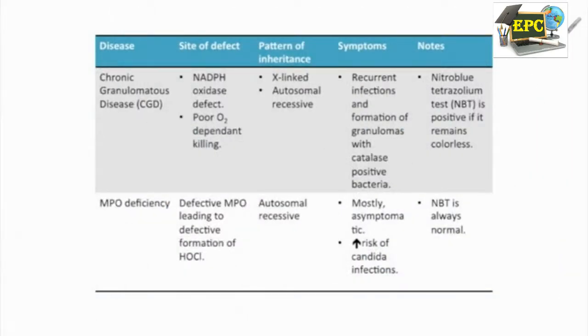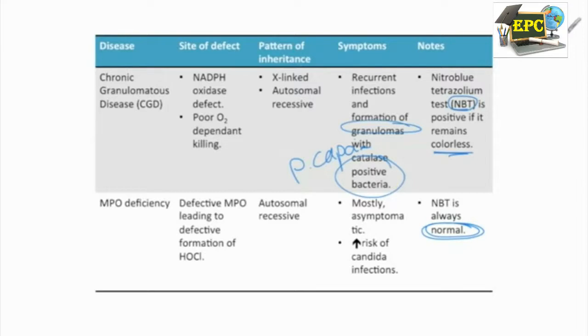Coming to the other defects, like chronic granulomatous disease, as we mentioned, the defect is in the NADPH oxidase, and they usually have recurrent infections with catalase-positive bacteria and formation of granulomas. And we mentioned some catalase-positive bacteria, especially Burkholderia cepacia and Staph aureus. We have here the test for it, which is the nitroblue tetrazolium test. It's going to be positive in this case if it's colorless. However, in MPO deficiency, it's going to be normal. There is no change in the NBT test.